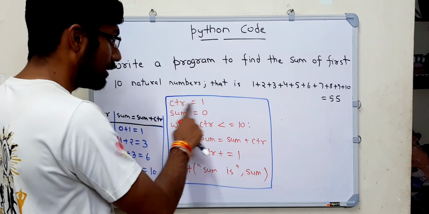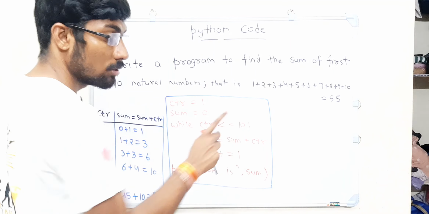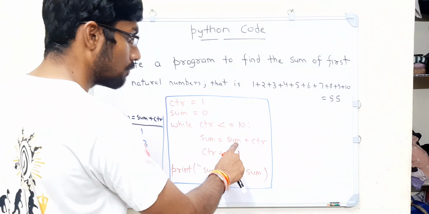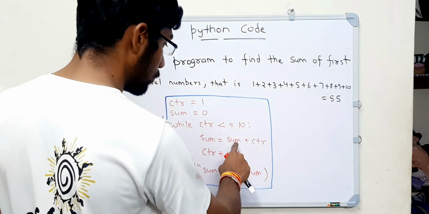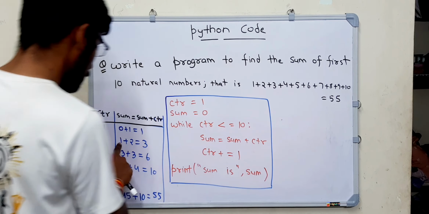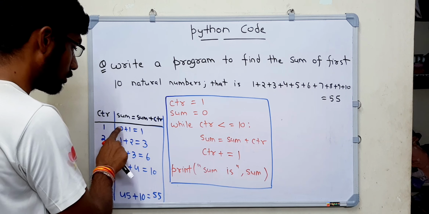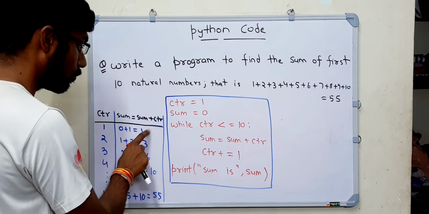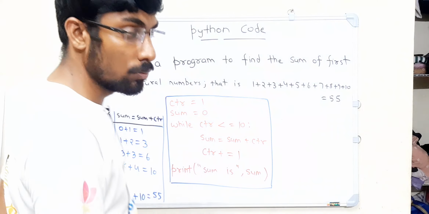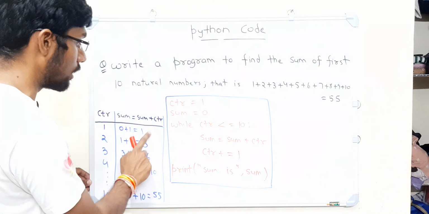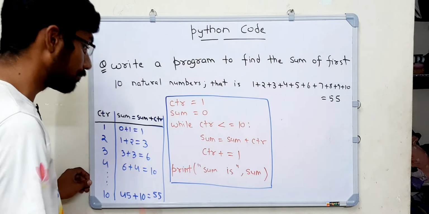So my ctr is 1. 1 is less than or equal to 10. This is true. So sum equals sum plus ctr. So sum is 0. In the first iteration, when ctr is equal to 1, 0 plus 1 equals 1. So my sum value will be modified to 1. This will be the modified value of the variable sum.